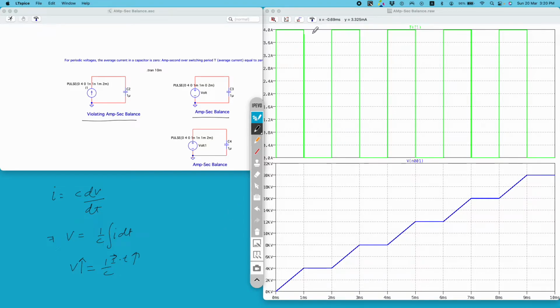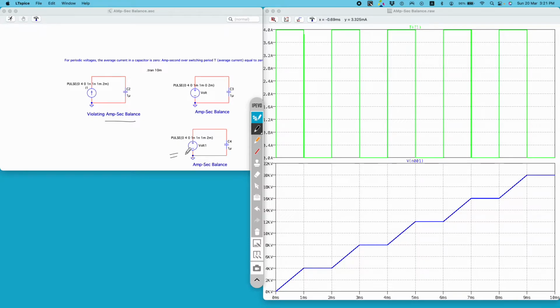This periodic current has a DC component of 2 amp, and I am applying this current for almost 10 milliseconds. So time is increasing, and therefore this voltage is also increasing. I hope you understand the importance of amp second balance.